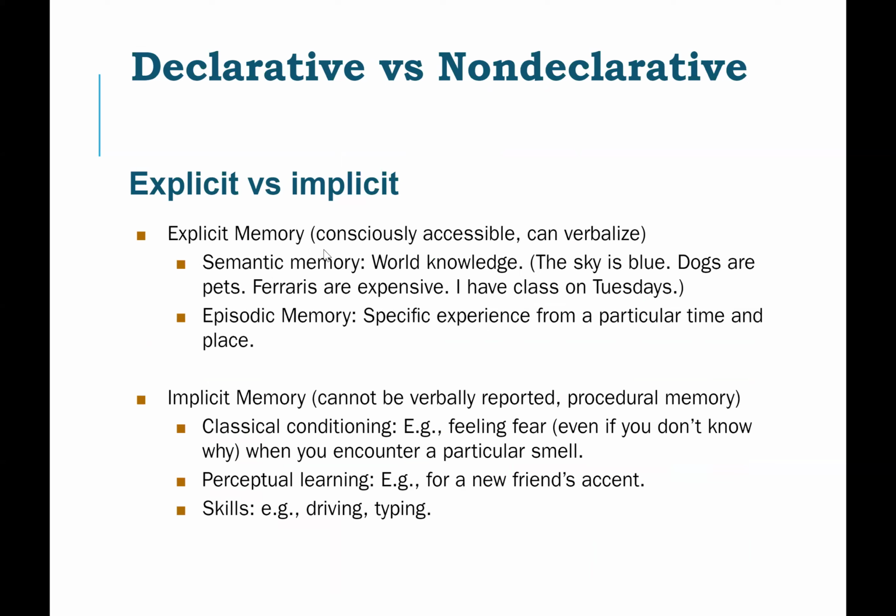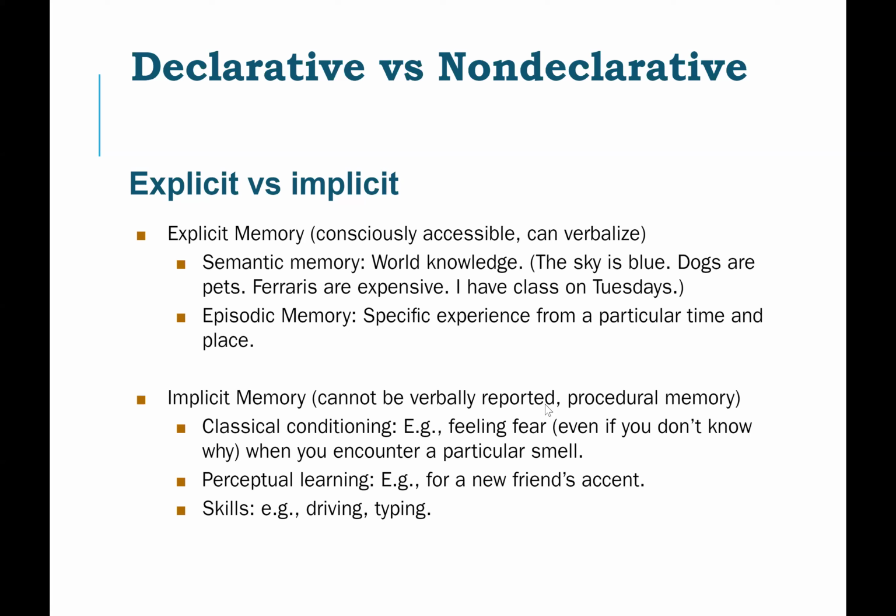So what are explicit memories? Explicit memories are the type of knowledge and experiences that you could actually recall and verbalize. You could actually speak of them. As I said, you could describe what you had for lunch, or how your commute was coming here. It also involves facts about the world, that the sky is blue, or dogs are pets, and Ferraris are expensive, apparently. But the idea is that these are things that you could talk about, that you're conscious of.